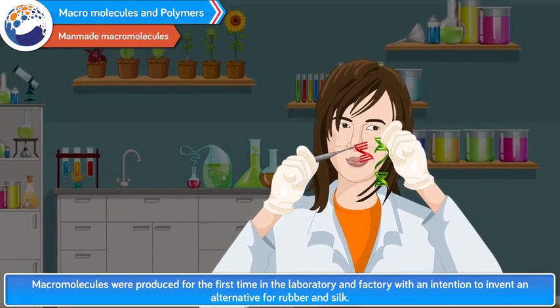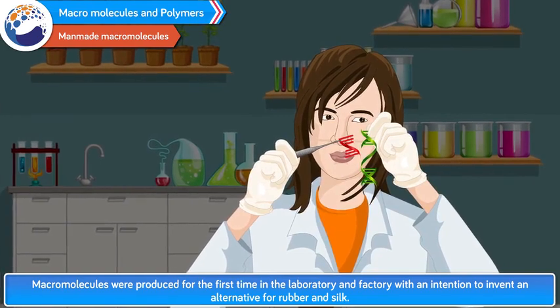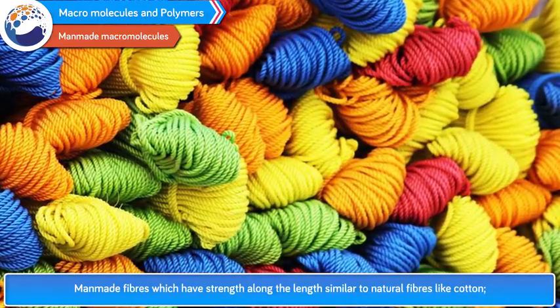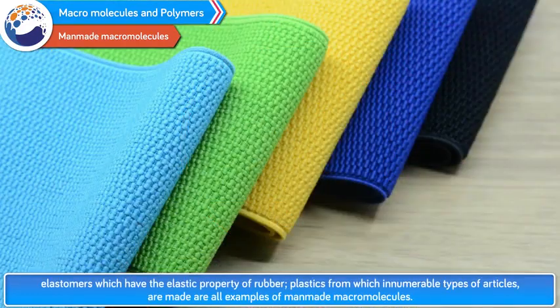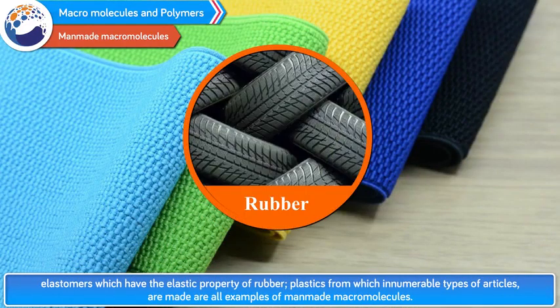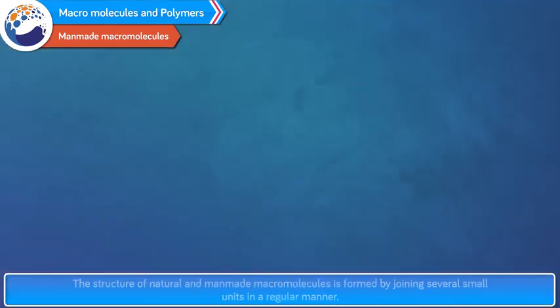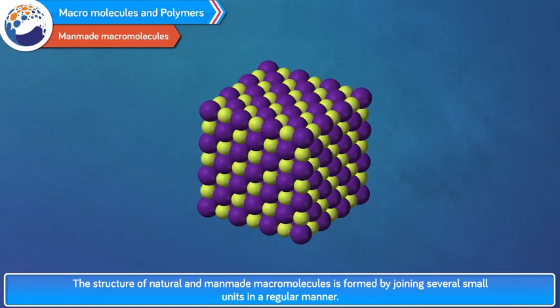Man-made macromolecules. Macromolecules were produced for the first time in the laboratory and factory with an intention to invent an alternative for rubber and silk. Man-made fibers which have strength along the length similar to natural fibers like cotton, elastomers which have the elastic property of rubber, and plastics from which innumerable types of articles are made are all examples of man-made macromolecules. The structure of natural and man-made macromolecules is formed by joining several small units in a regular manner.